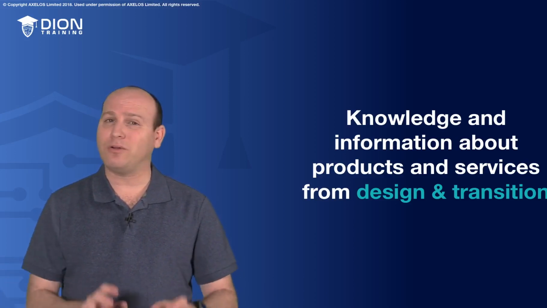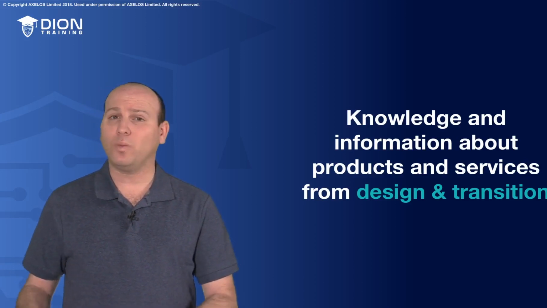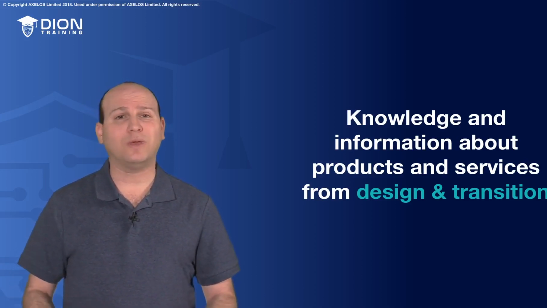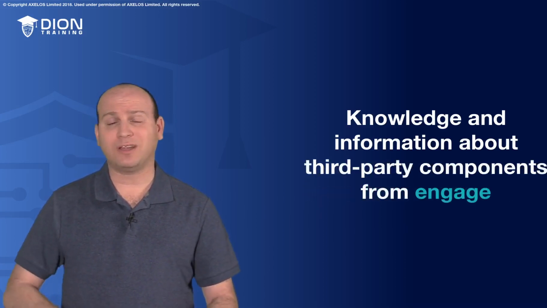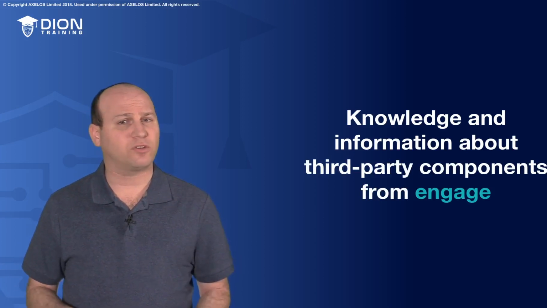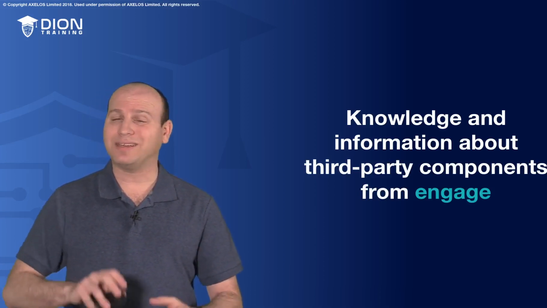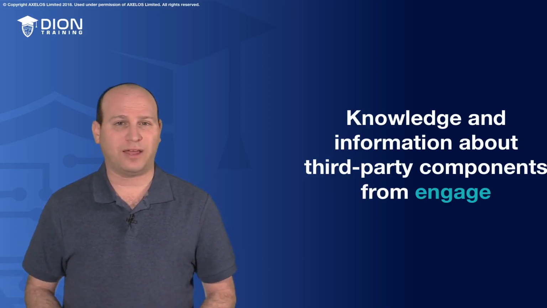Knowledge and information about new or changed products and services is going to come from design and transition. We need to know what design and transition is going to do for some new service so that we can then build to that specification. And the other thing with knowledge and information is anything that comes from a third-party service component. That information is going to come from Engage as well, because Engage is going to push that out and get it from our third-party suppliers.